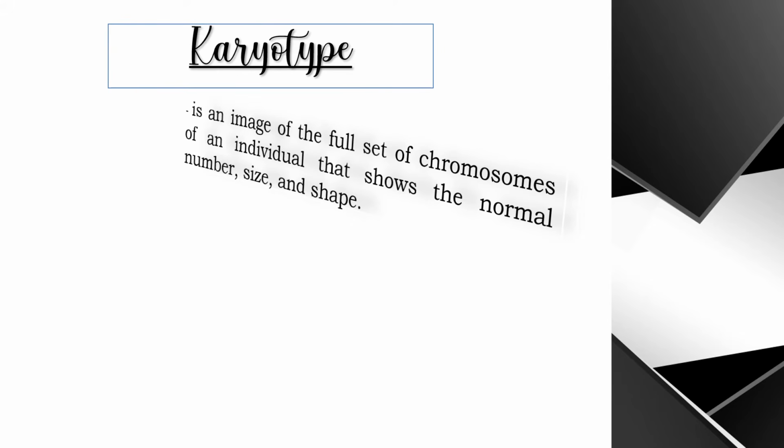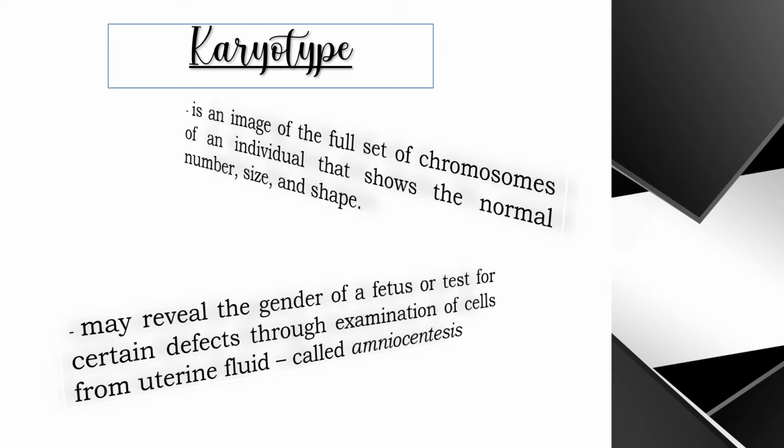After discussing the different genetic disorders, let us now proceed to karyotype. It is an image of the full set of chromosomes of an individual that shows the normal number, size, and shape. It may also reveal the gender of a fetus or test for certain defects through examination of cells from uterine fluid called amniocentesis. Learners, mayroon akong separate na video para mas maunawaan ninyo ang human karyotyping.